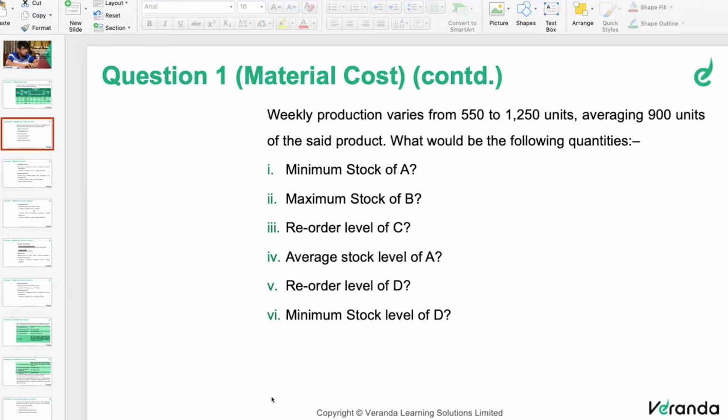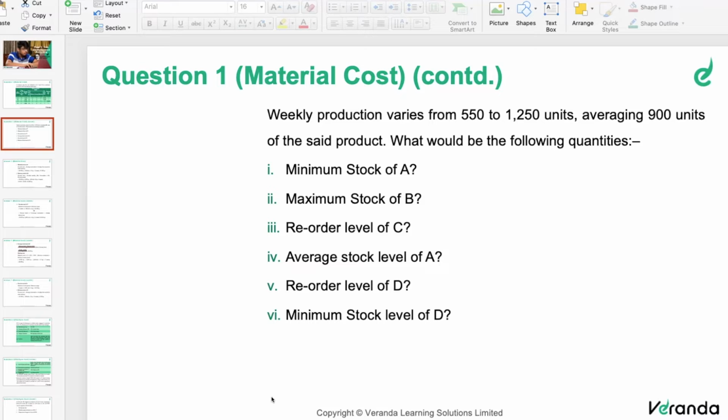Understood? Last one is called what? Danger level. The formula for danger level is minimum usage into minimum lead time, or minimum usage into minimum time for emergency purchase. I'll repeat, minimum usage into minimum lead time, or minimum usage into minimum time for emergency purchase. These are all the various formulas I have to remember, sir.